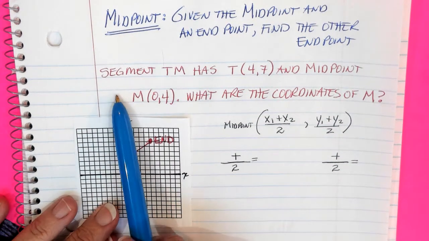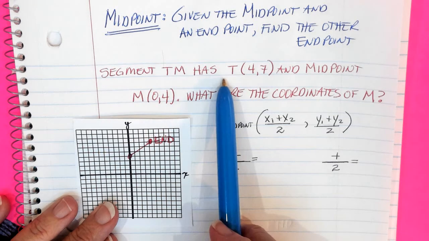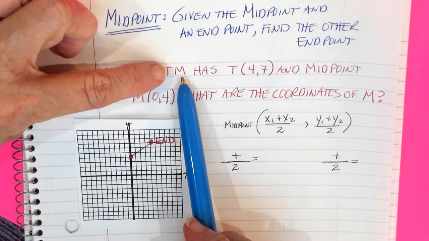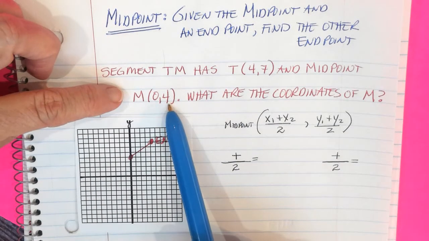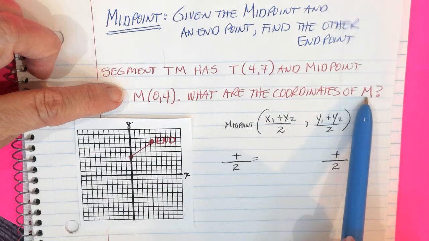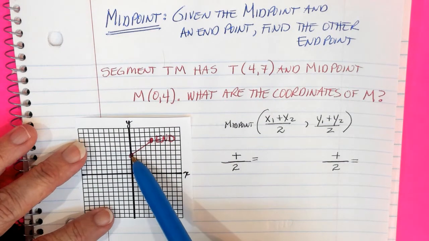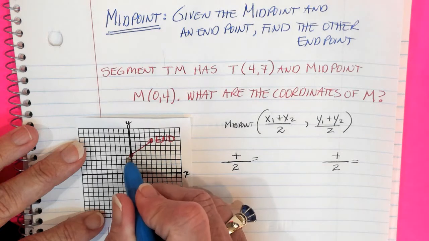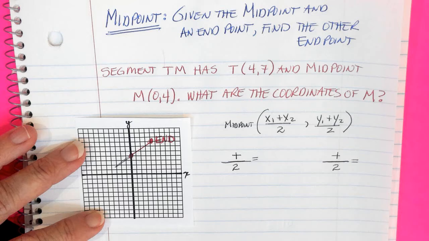If you read in red, you have some segment called TM. T is 4, 7. Well, since the segment is called TM, T is an endpoint. The midpoint is 0, 4. What are the coordinates of the other endpoint M? Here's what we're looking at. T is already plotted. The midpoint is here. So we're looking for a value that's going to go in that direction to solve this problem.